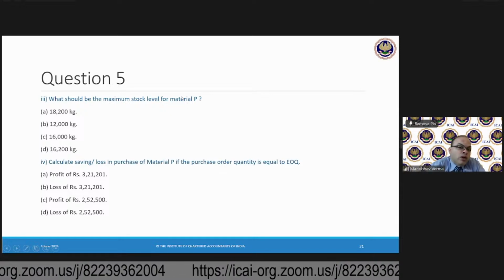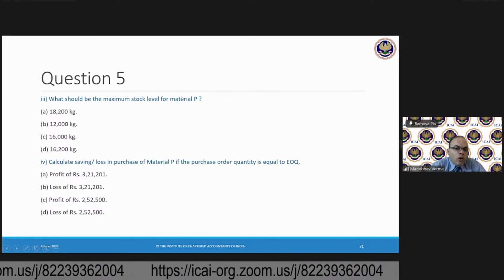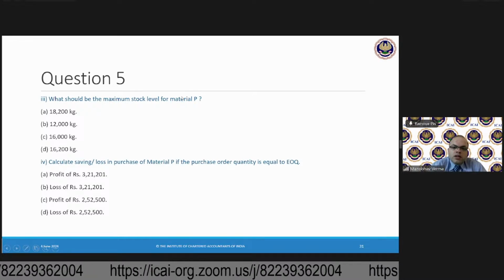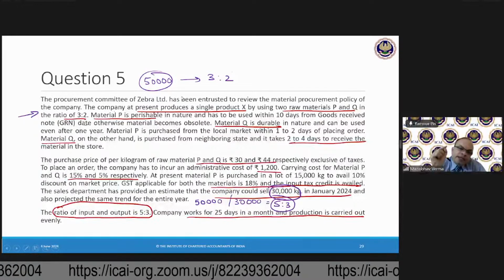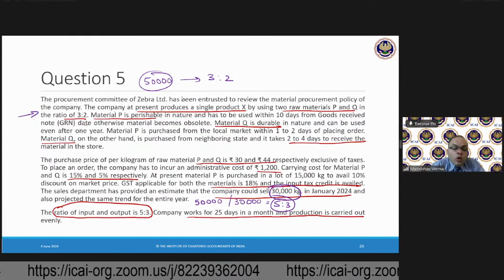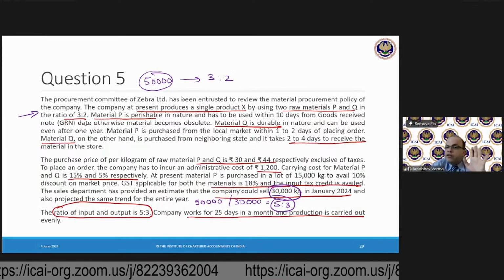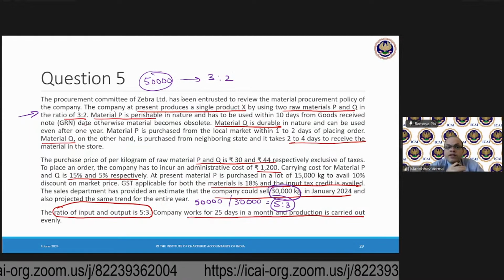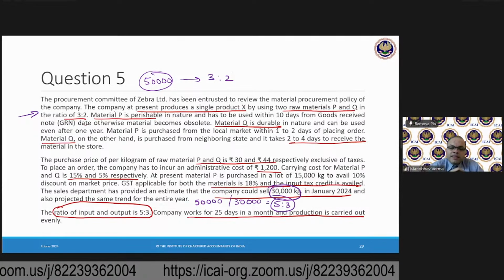In terms of the reorder quantity, we are already aware from the details of the question that at present, material P is purchased in a lot of 15,000 kgs. So we are already given the reorder quantity to avail that discount. The reorder quantity is 15,000. Reorder level we can all calculate based on the given information of maximum consumption and maximum lead time, and then accordingly the maximum stock level.